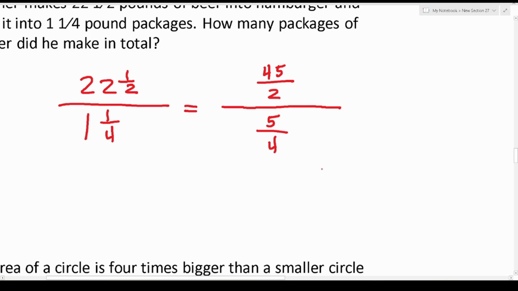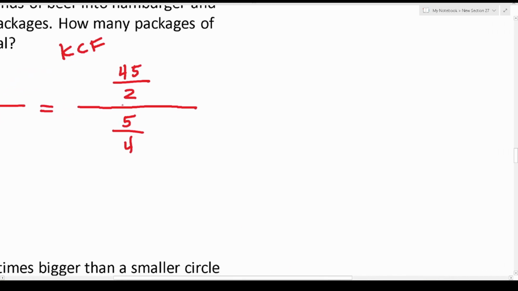Now that we're dividing two fractions, or two improper fractions more specifically, we can follow the algorithm keep, change, flip. Again, this keep refers to this first fraction right here. We're going to keep it the same. So this is going to be 45 over 2. This C refers to change, and it refers to the division sign right here.